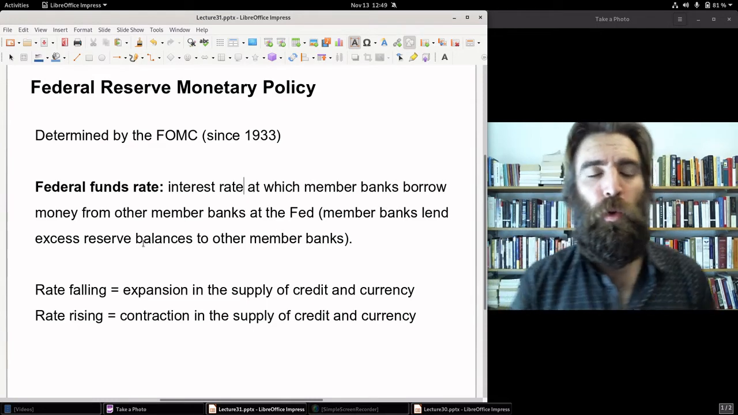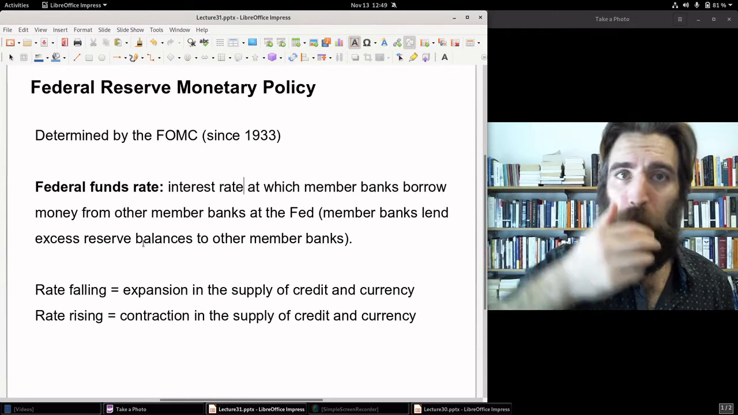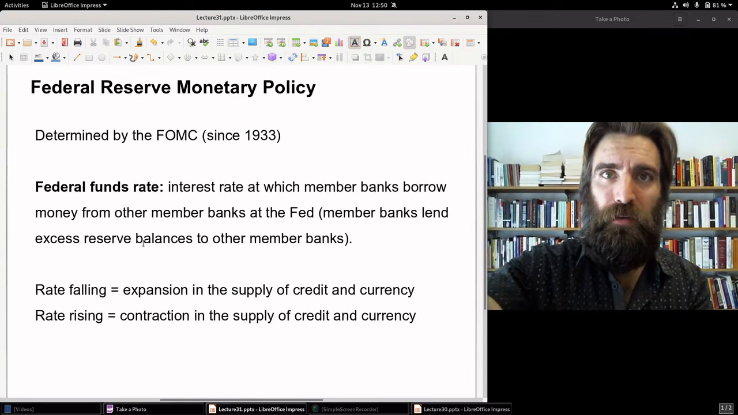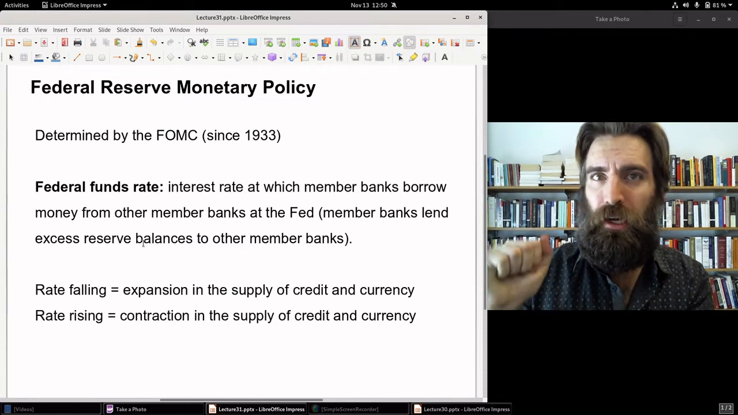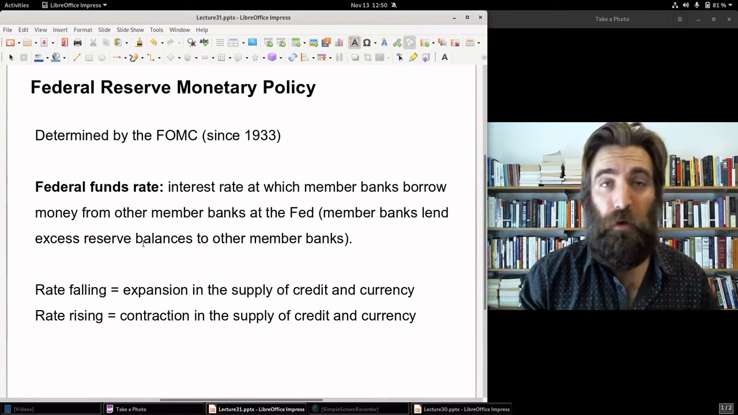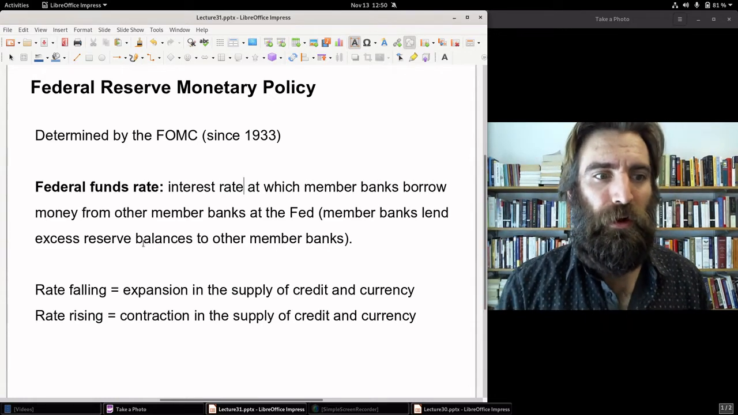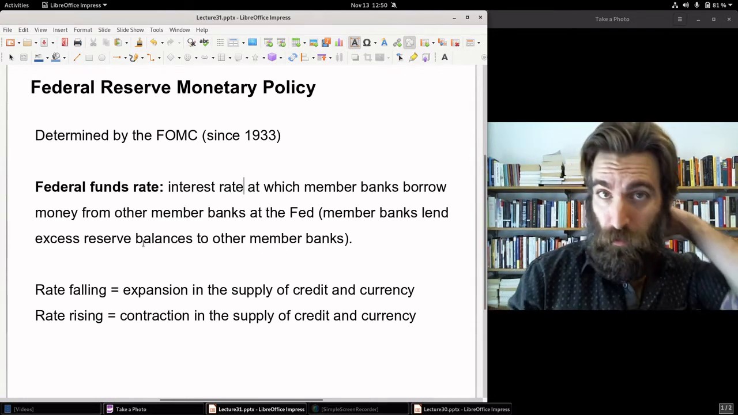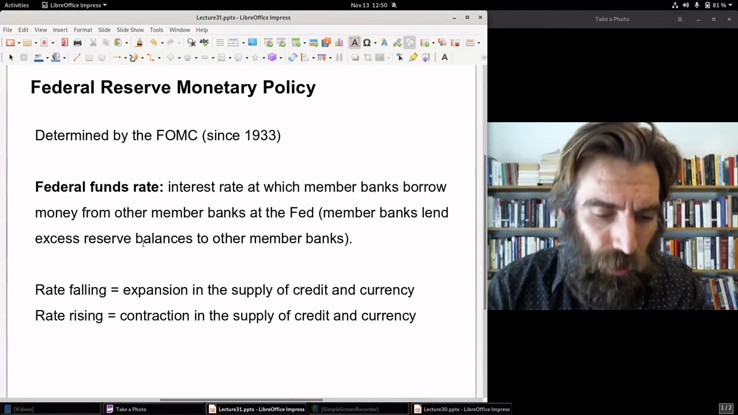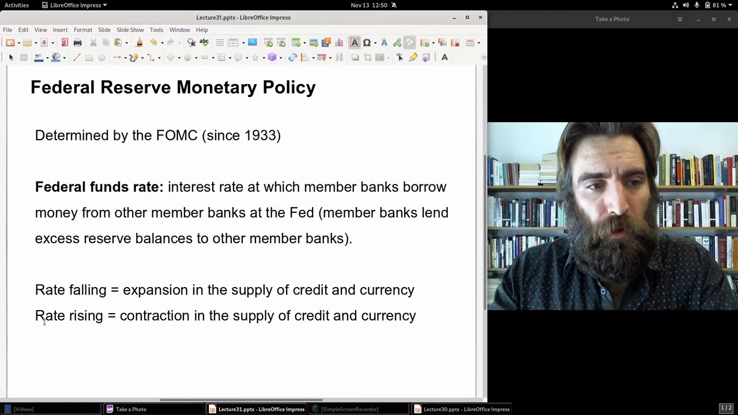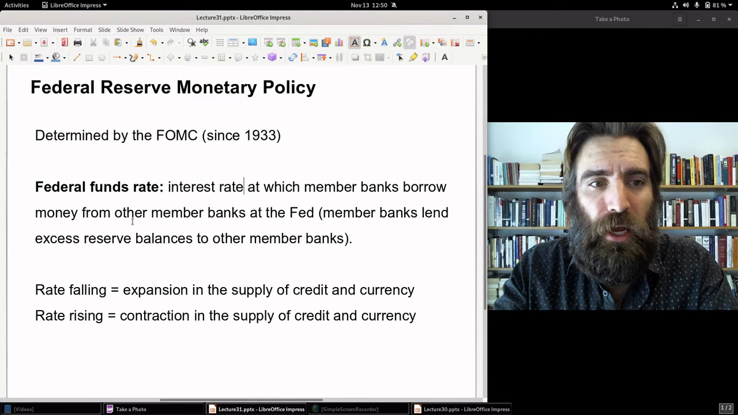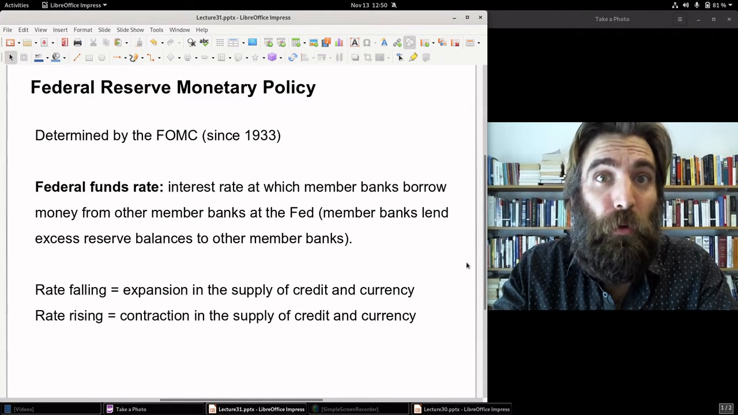Okay, when the rate is rising, when it's going up, what that means is credit and currency is being drawn back in. There's a contraction. It might be slow, it might be more rapid, depending on the period. There are periods of Fed history where it was a rapid rise in the interest rate and a pretty severe contraction in the supply of credit and of currency. So that's what this means. It's a huge number, a huge figure in the U.S. economy, this federal funds rate.